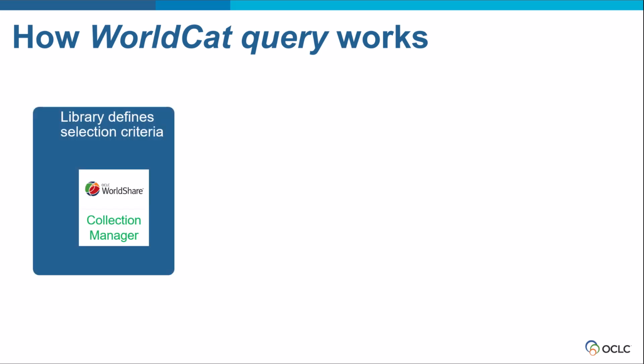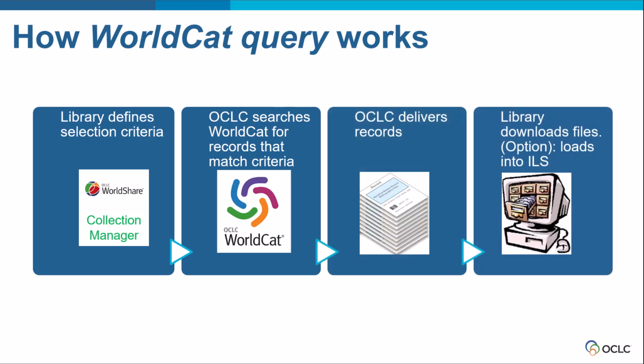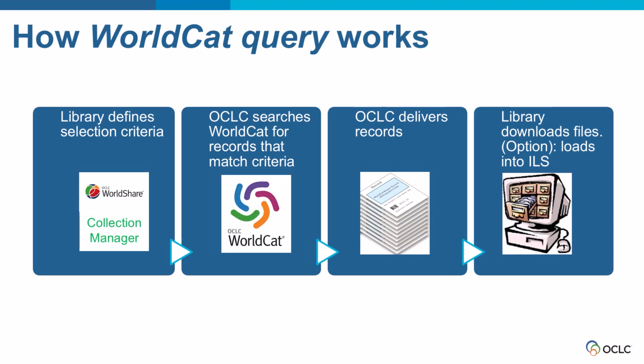The library creates a WorldCat query collection and defines selection criteria using WorldCat search indexes. OCLC searches WorldCat for records that match the criteria and delivers them. The library then downloads the files and can load the records into its local or shared catalog. At times, query collections are used for other reporting needs, in which case there is no need to load the records into a local system.